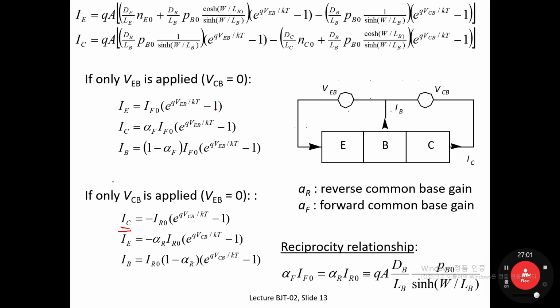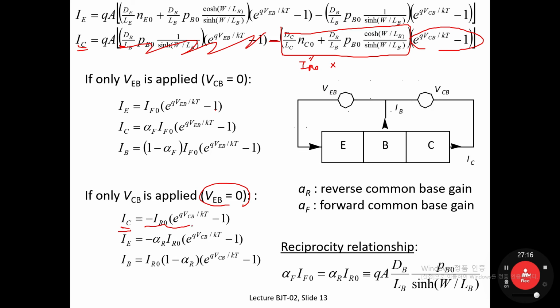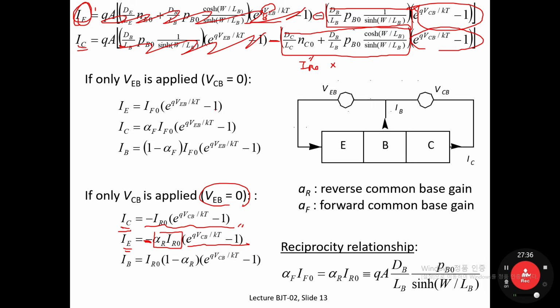So IC here is defined as, that is gone because VEB is 0, so minus IRO times this exponential. You can see that here. And IE this time is defined as, that term has gone because VEB is 0, so minus something times the exponential stuff. Take a look at here: minus, no, this is alpha R times IRO.